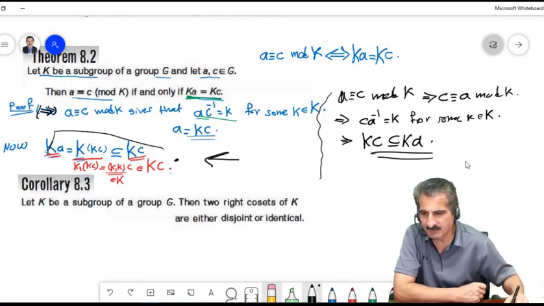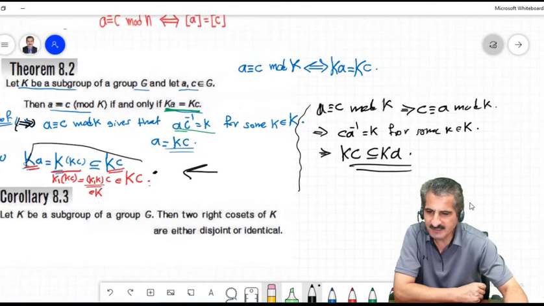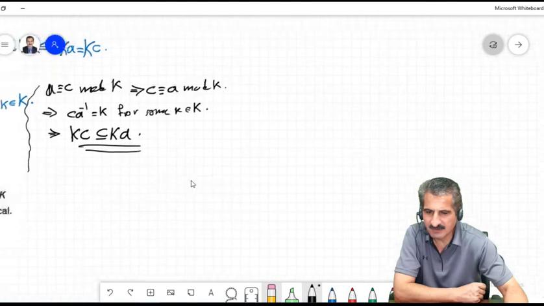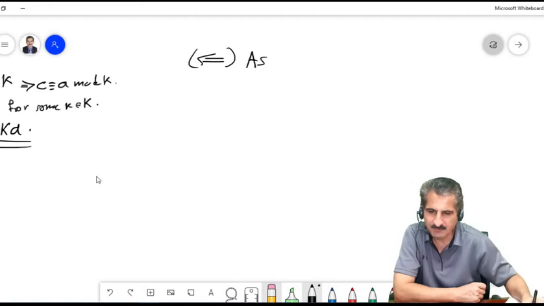Now to prove the other direction, assuming KC equals KA, we want to show that A and C are congruent modulo K.